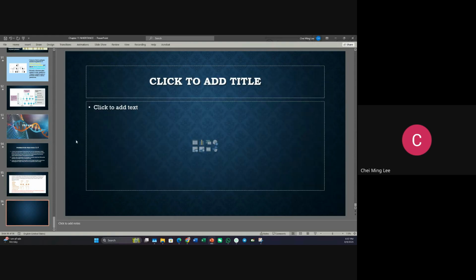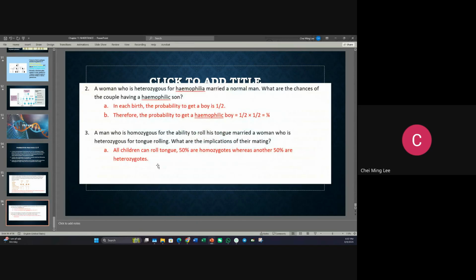Alright. So for number 2, a woman who is heterozygous for hemophilia marries a normal man. What are the chances of the couple having a hemophilic son? For each birth, the probability of getting a boy is 1/2. Therefore the probability of getting a hemophilic boy, heterozygous mother with a normal man, will be 1/2 times 1/2, which is 1/4.